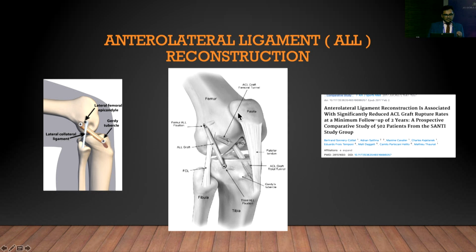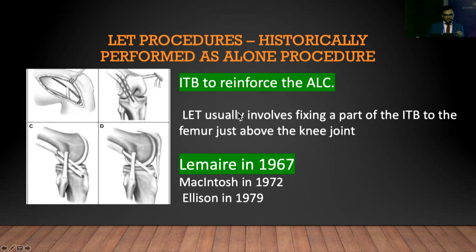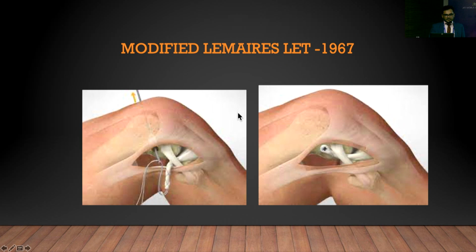This is the ALL reconstruction. It can be done as a single bundle or as a dual bundle also, where the graft, a free graft, is passed from the femur and the knee just posterior and proximal to the LCL tendon. Lateral extra-articular tenodesis procedures have been done in the past. It has been described in 1967 by Lemaire, 1972 and 79 by different authors, where the split IT band is used to augment the lateral side.